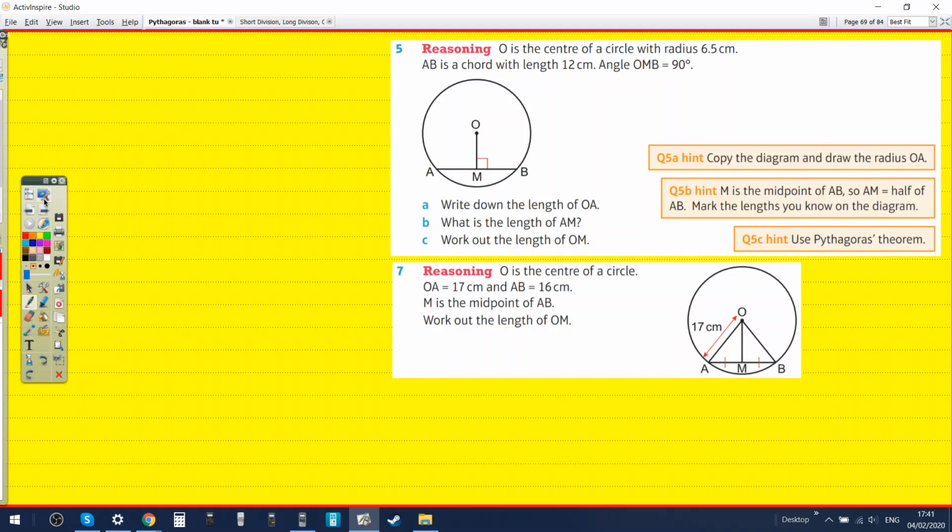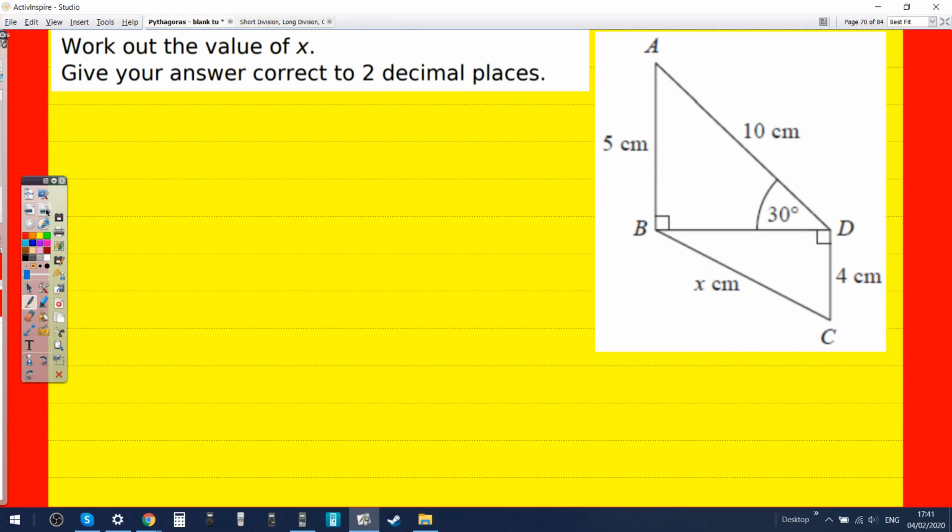Oh, this is tricky stuff. I might leave that. I might come back to it. This is a very good one. Let's do this one.